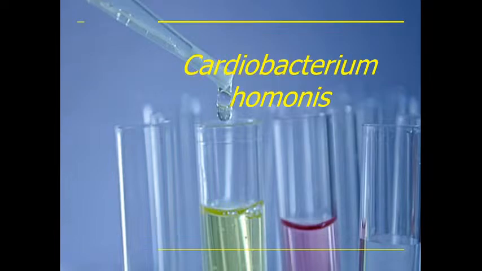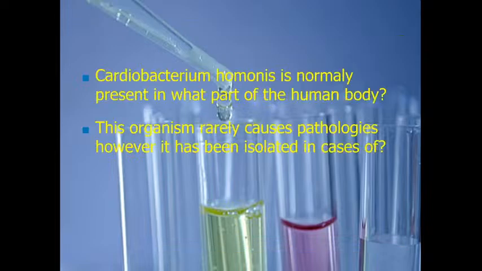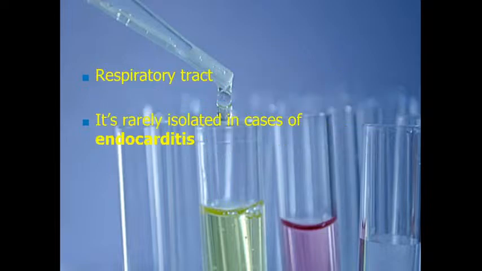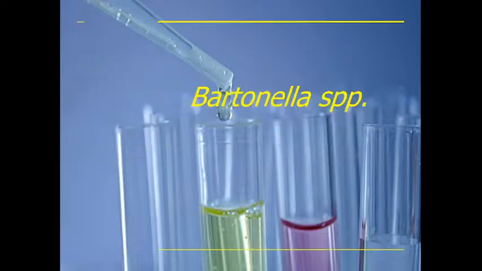Another thing that you need to talk about under the members of the HACEK group is Cardiobacterium hominis. Cardiobacterium hominis is part of the human body's normal flora, specifically in the respiratory tract. This organism rarely causes pathologies. However, it's been isolated in cases of patients with endocarditis.